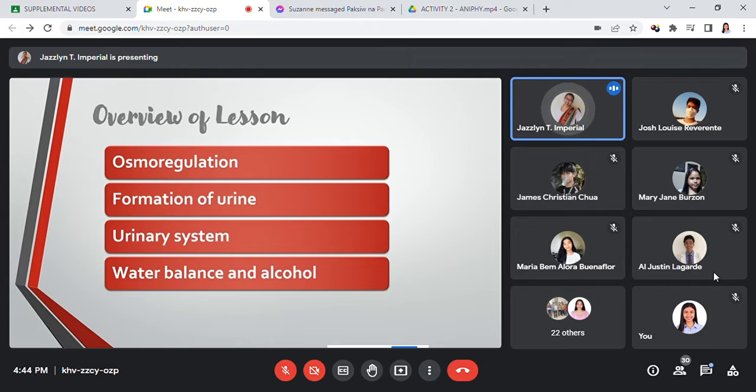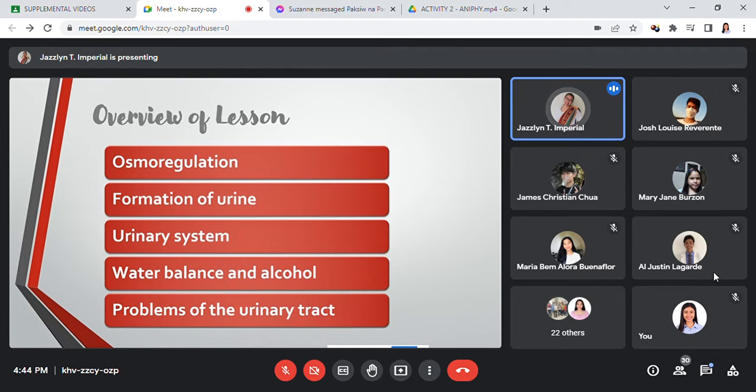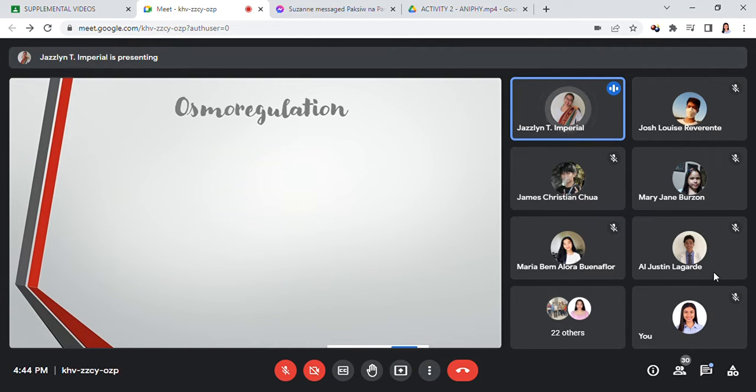And then the fifth portion of the lesson, we will be discussing in passing na lang, class. If there's time, we will discuss each, but if there's no time, we will just run through some of the major urinary tract diseases or disorders encountered by humans. Okay? Now, let's start with osmoregulation. This is just a quick review, so we will not focus on this part a lot.